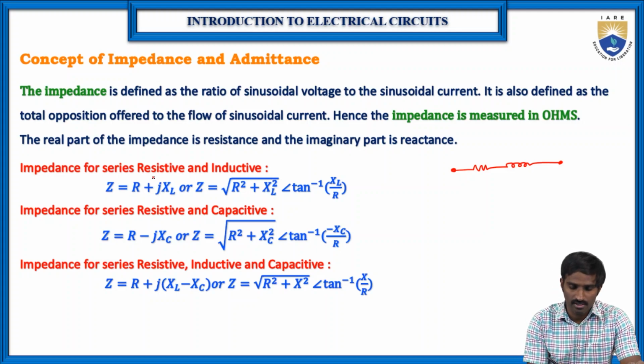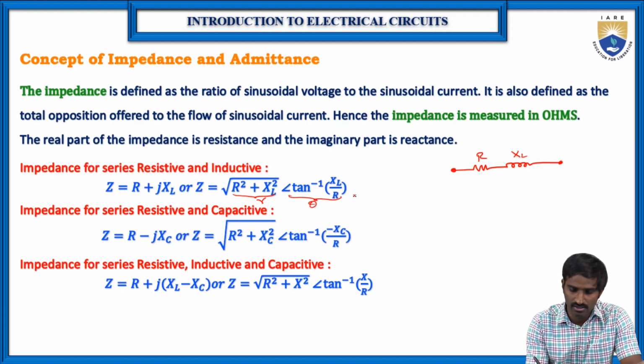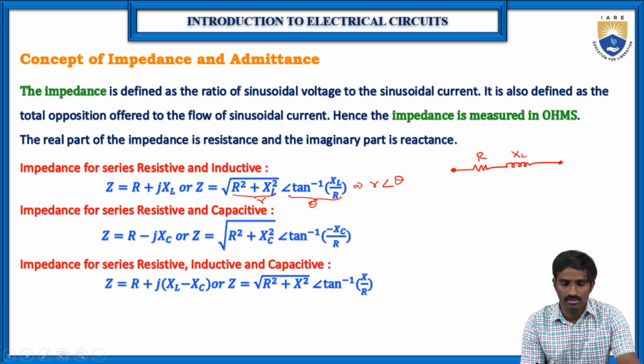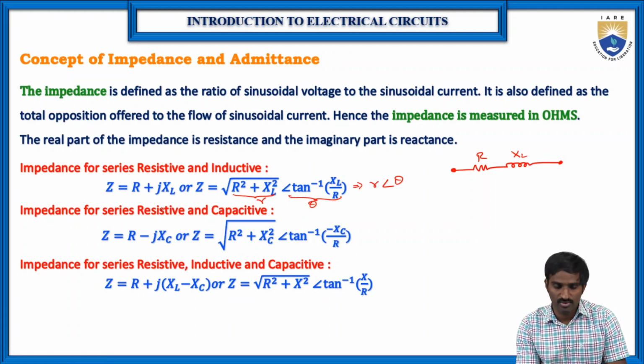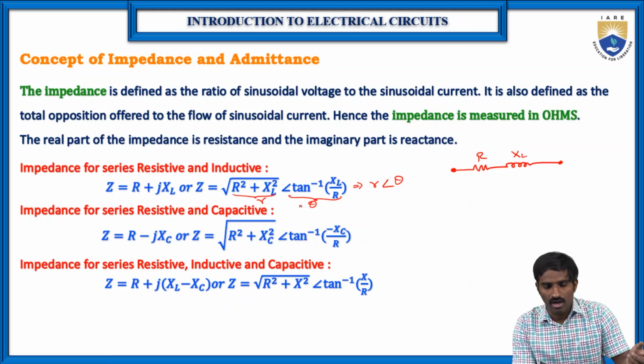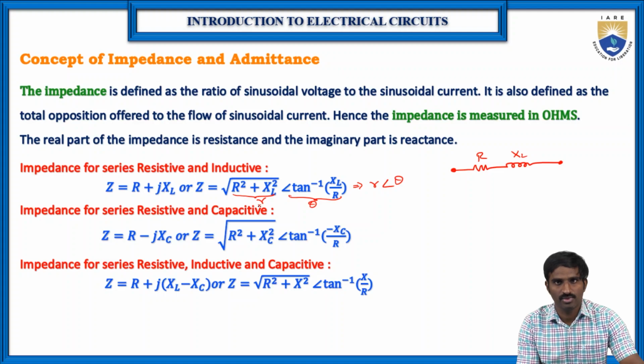The impedance for a series resistive and inductive circuit: let us consider the resistance is R and the inductance is L, but in this case it is the inductive reactance, which we usually represent as XL. Then the equivalent impedance between these two parameters is Z is equal to R plus JXL. In the polar form, we represent it as R at an angle of theta, where R is equal to square root of R square plus XL square, and theta is equal to tan inverse XL by R.